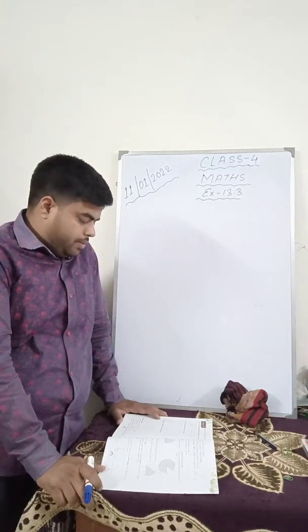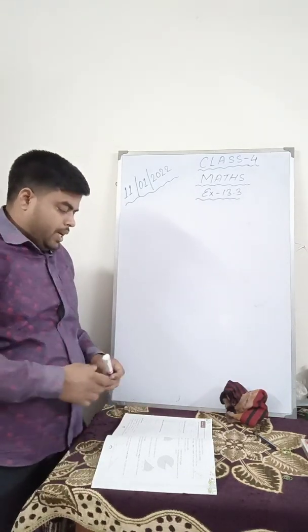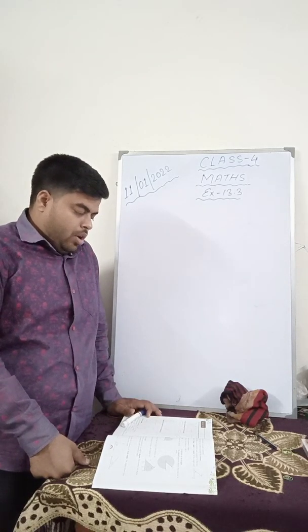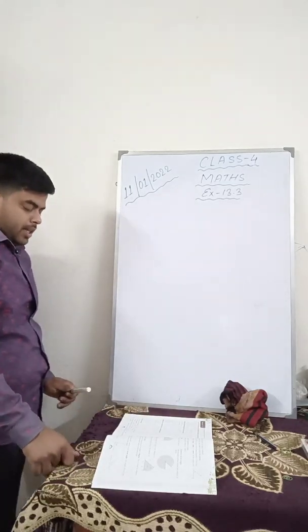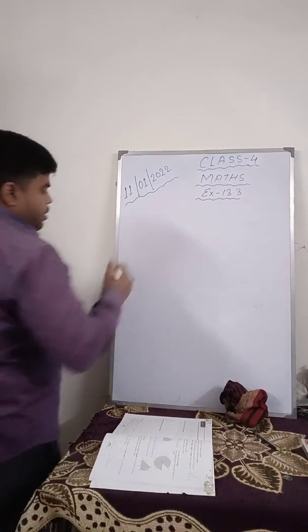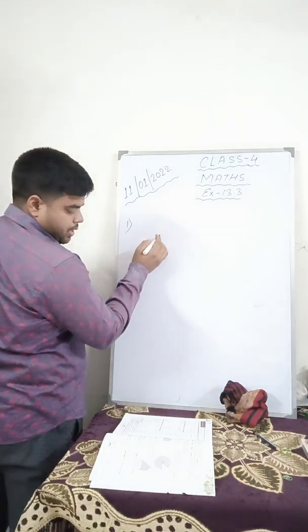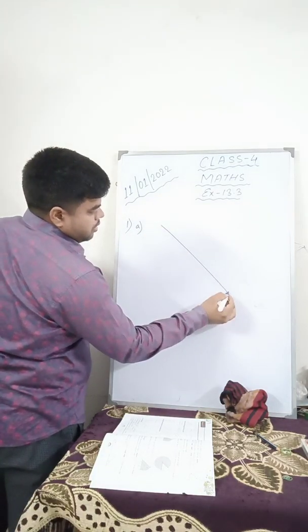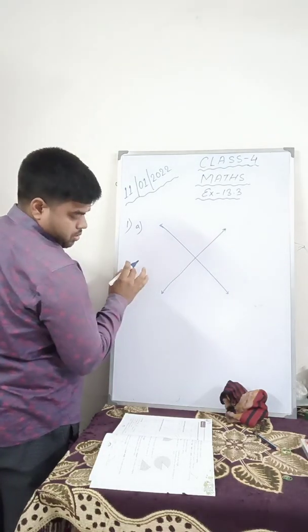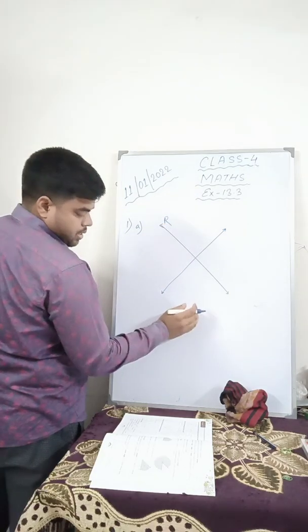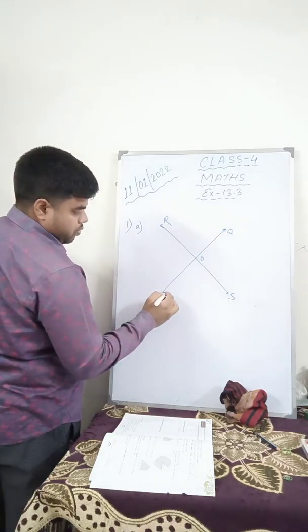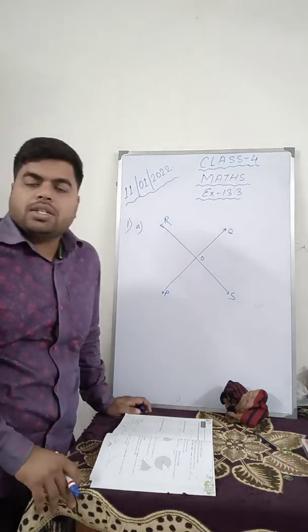So let us write. Number 1A. Name the intersecting line and point of intersection in each of the following. So you have to name the intersecting lines as well as the point of intersection. So if I draw this figure, number A, R, S, O, Q, P. First they have asked you the intersecting lines.